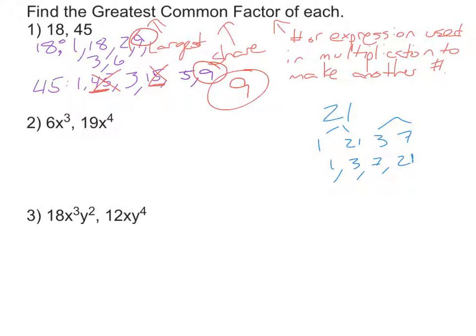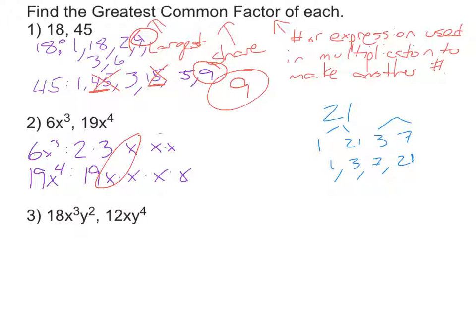In number 2, we have 6x cubed and 19x to the 4th. Well, 6x cubed can be rewritten as 2 times 3 times x times x times x. 19x to the 4th, 19 is a prime number, so all I can take out of there is 19, and that's x times x times x times x. Notice that they don't share any numbers, but they do share some variables, 3 of the x's. So the GCF of this one is x cubed.